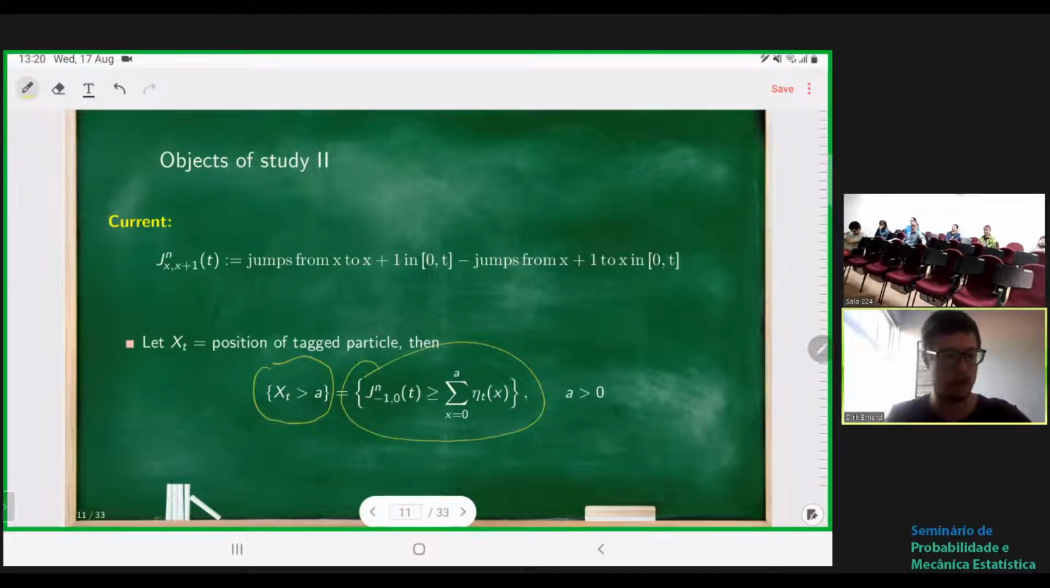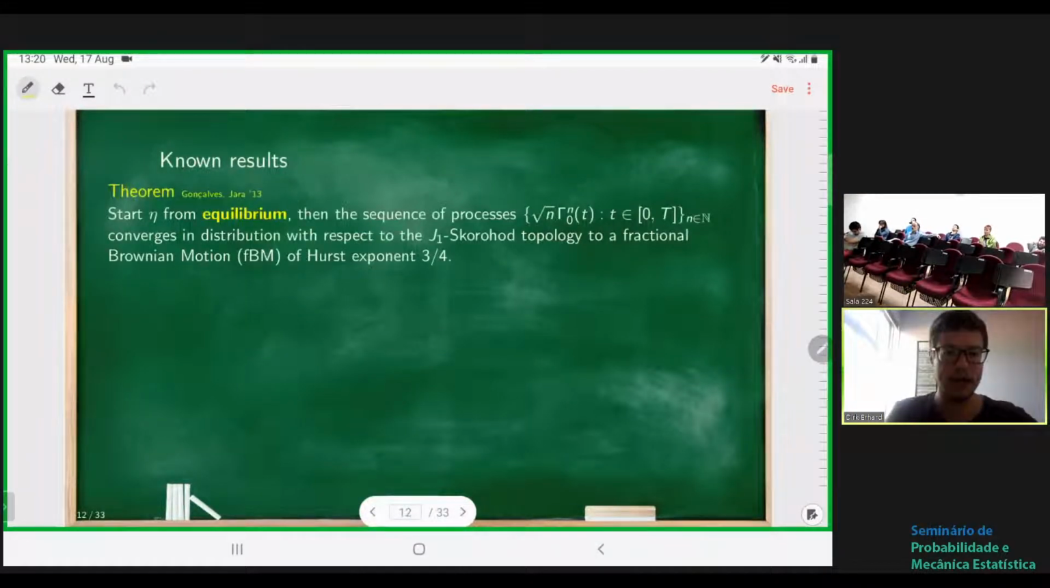And now let me tell you a little bit about what is known. So the first result is about the occupation time, and that's from a paper of Milton and Patricia from 2013. Their result is a bit more general, I must say, but in this context, it boils down to the following. If you assume that eta starts from equilibrium, in this sequence of processes, so you look at the occupation time, you multiply by square root of n, then this converges in a certain sense to a fractional Brownian motion of parameter 3/4.